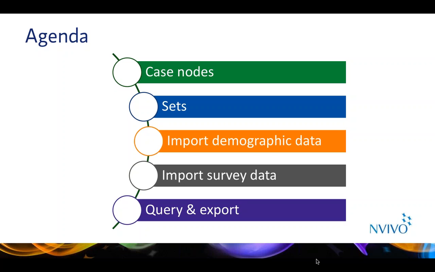Cases are critical to linking interviews or open-ended survey questions with demographic information. If you have only one or two variables in which you're interested, sets are a simple and useful way to group together related data. However, if you have many variables, you can import demographic data from a spreadsheet. In NVivo, each variable is known as an attribute, and case classifications are used to organize attributes.